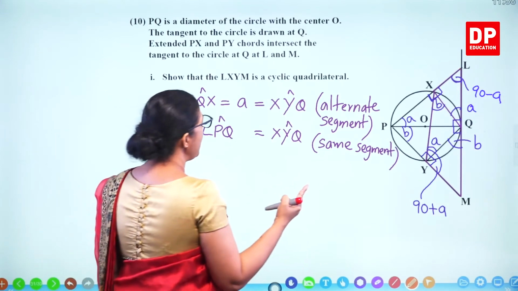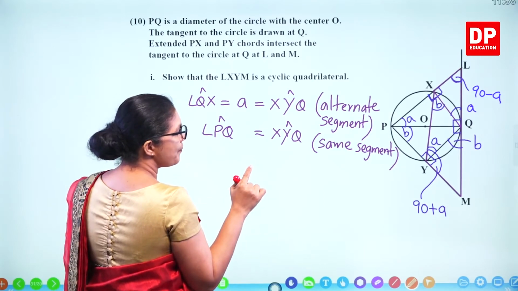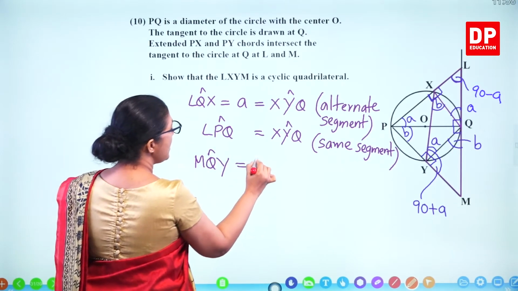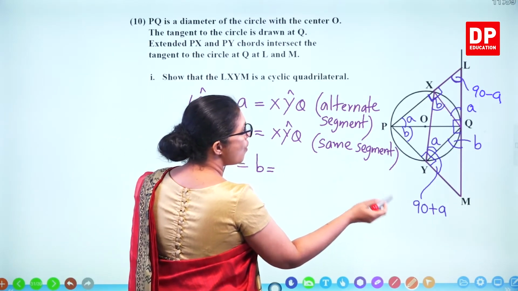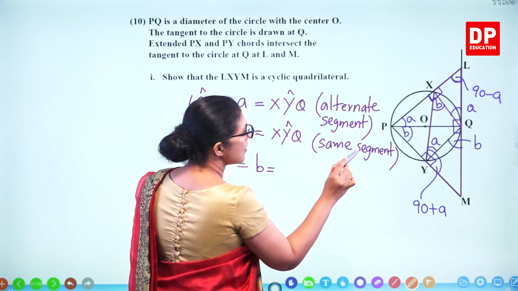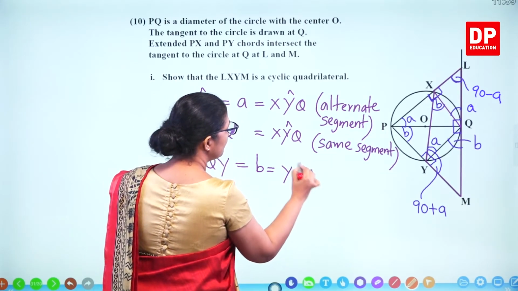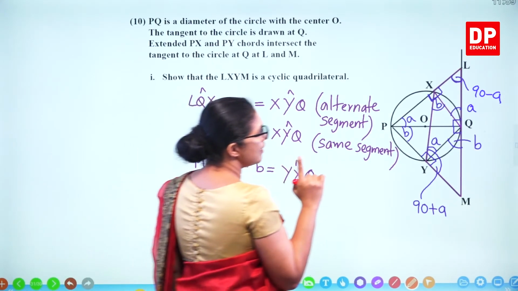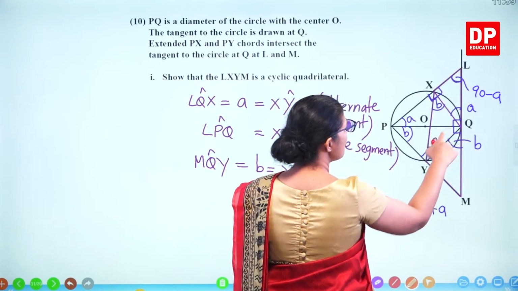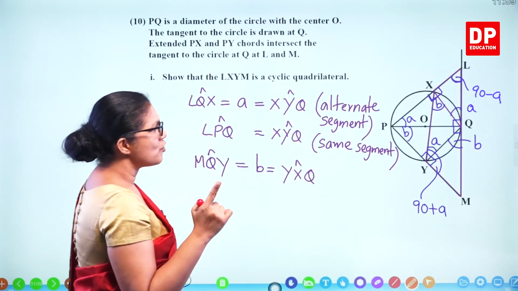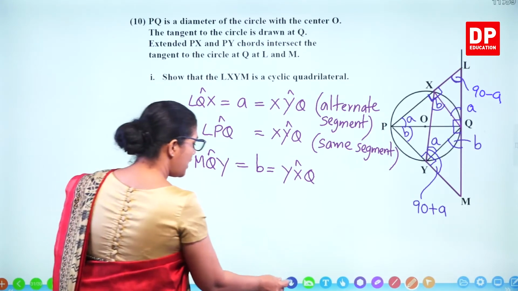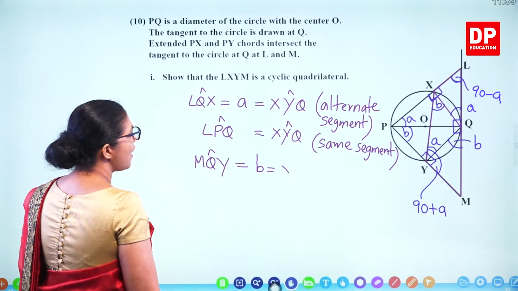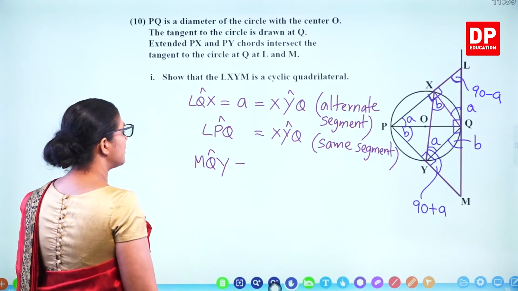Then we can write about B. Same thing we can write in terms of B. MQY is equal to B. That's equal to YXQ. Actually, you don't need B. You can just write in terms of A because you have to show that this is 90 minus A. We don't need to write down that. We'll just write only the A angles.